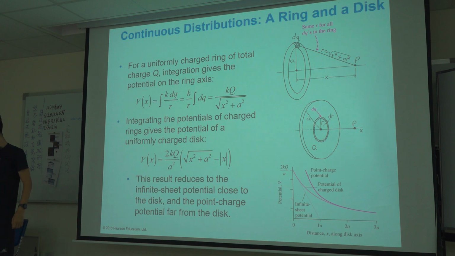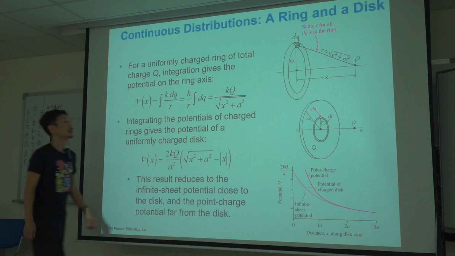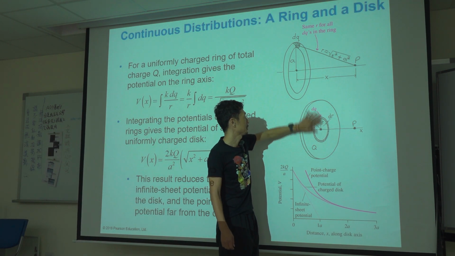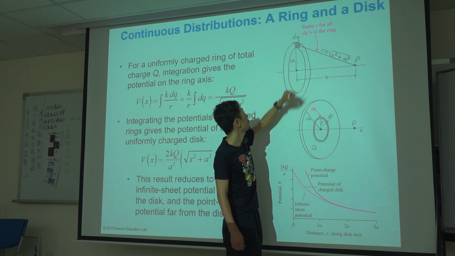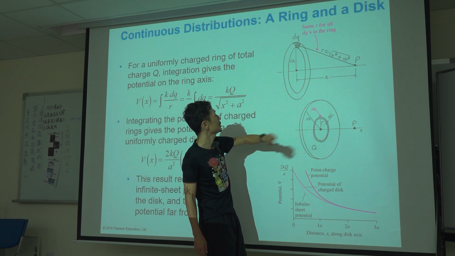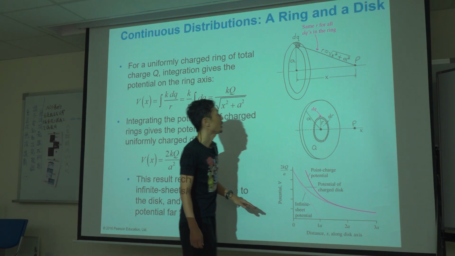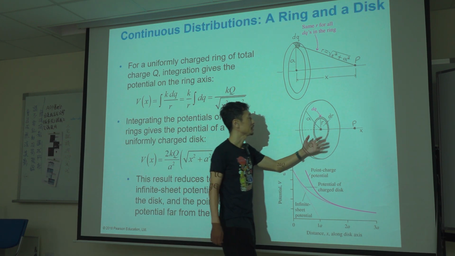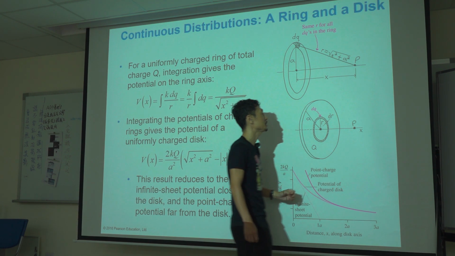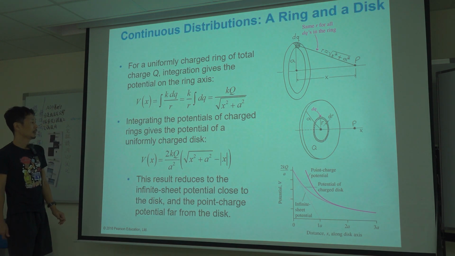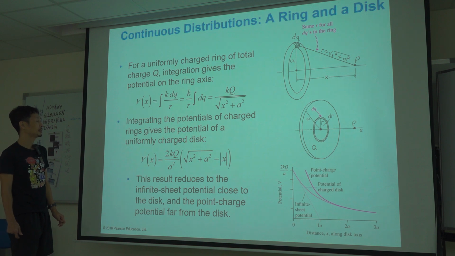Okay, then let's look at the next example. The next example is not a ring, but now it's a plate, a disk. It's filled, and the total charge is still large Q. What's the electric potential at the point P? Now we can just integrate.